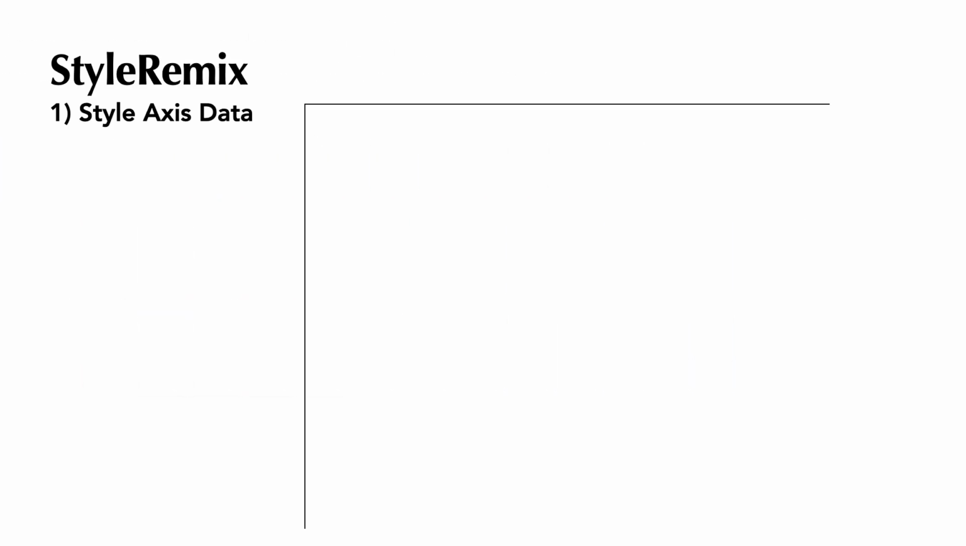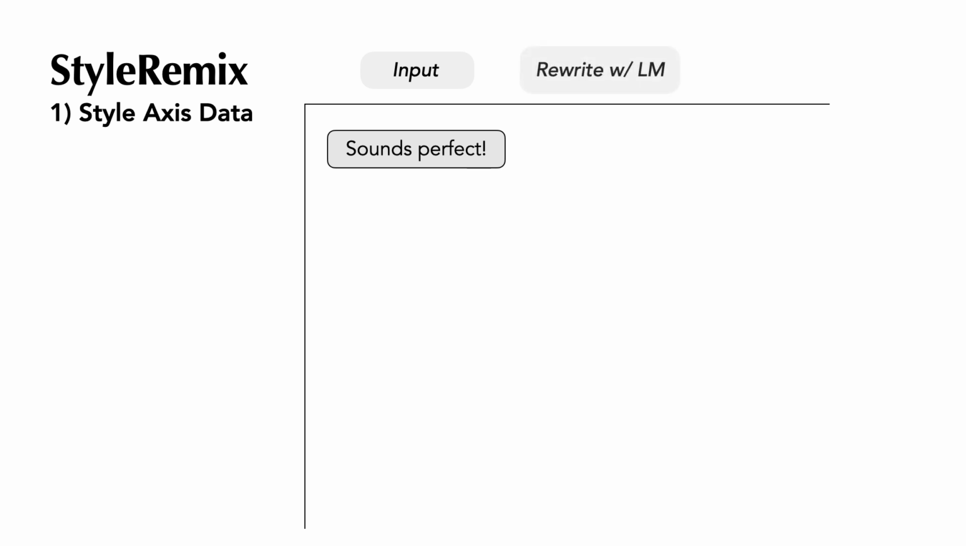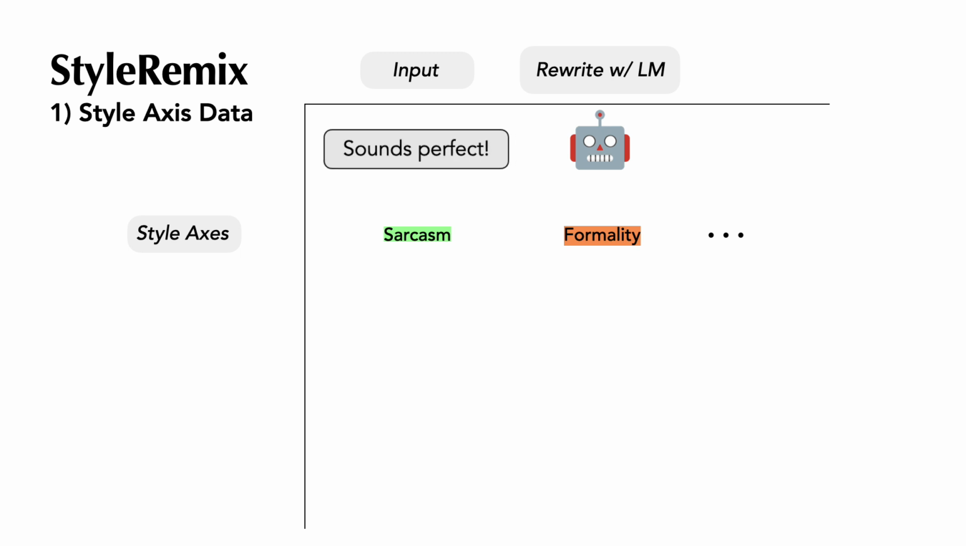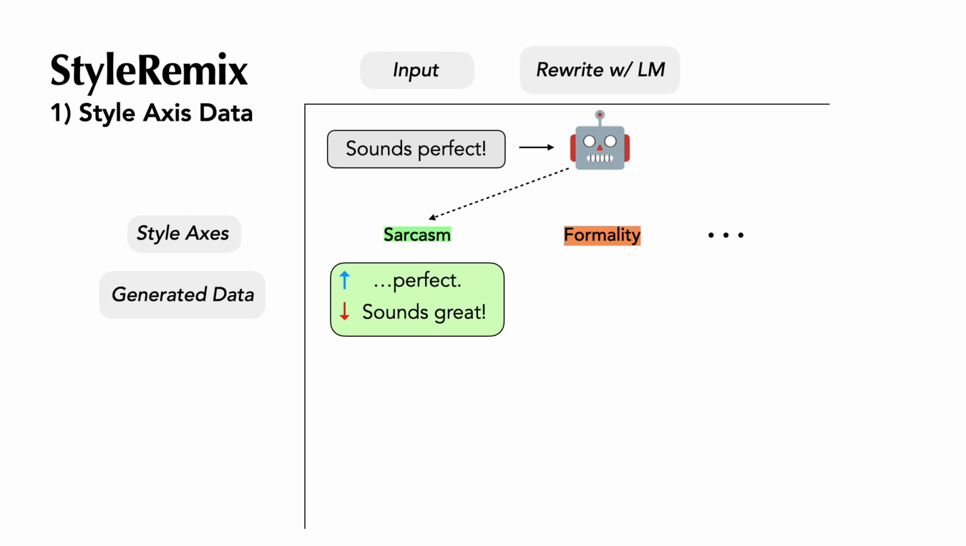Now I'll introduce our method StyleRemix, which is composed of 3 parts. Here I'm going to introduce style axis data, which is collecting data for the 7 style axes we introduced in the previous slide. How do we do this? We take existing text from online, such as Wikipedia, blogs, and books, and we're going to rewrite them with a language model towards each of the style axes that we defined. So in green we have sarcasm, in orange we have formality, and we have the rest of our style axes as well. What we do is we pass in the input into the language model and ask it to make a more and less sarcastic version of the input text. We also can do this to get more and less formal versions of the text.